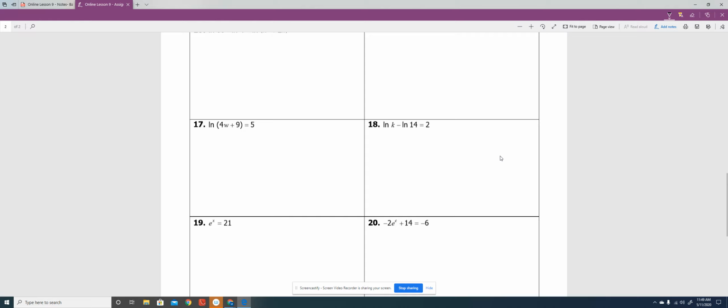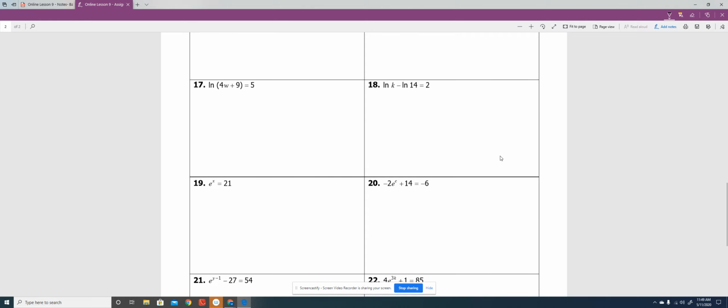Let's look at 18. Well, let's do 17 and 18. So remember, for both of these, I have to condense first. So starting with 17 I don't need to condense at all. 17 is a log is equal to a constant. So I'm going to rewrite this in exponential form, and that would be that e to the 5th power is equal to 4w plus 9.